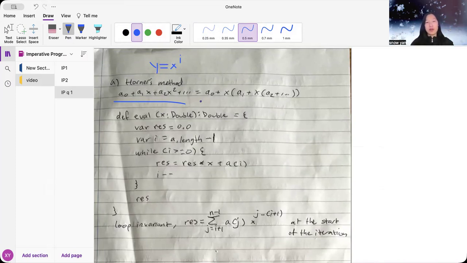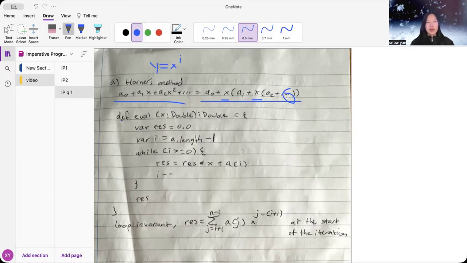I can do it this way. It's called Horner's method, and this way it keeps the multiplication down to n. Because what you can essentially do is a0 plus x times (a1 plus x times a2...). So by the time you get to it, you have all the x's you need. Then you start off from a_n minus 1.